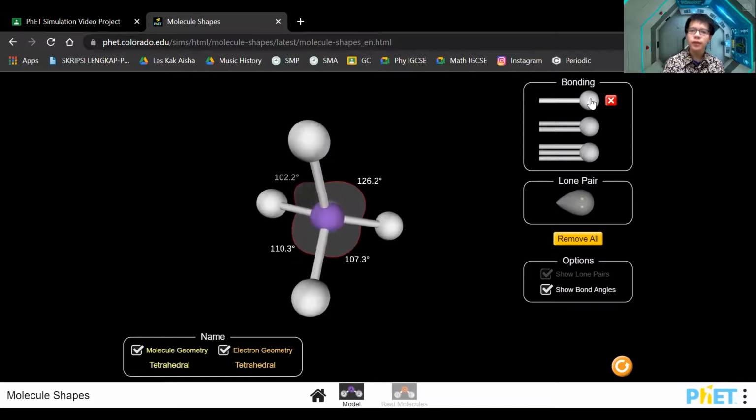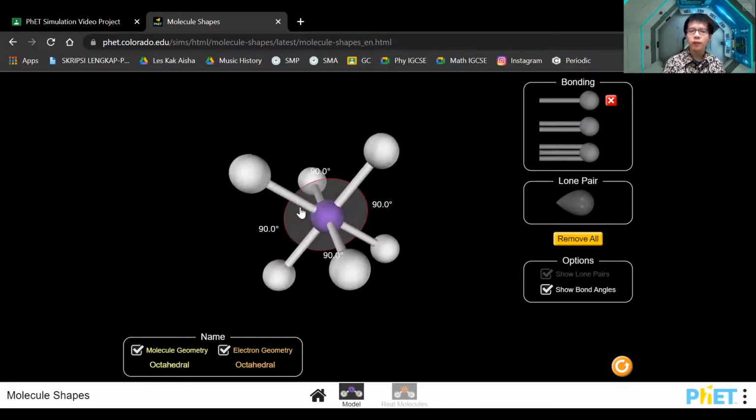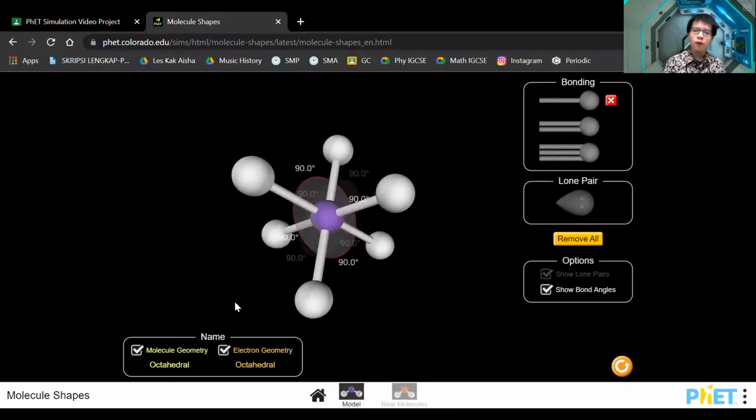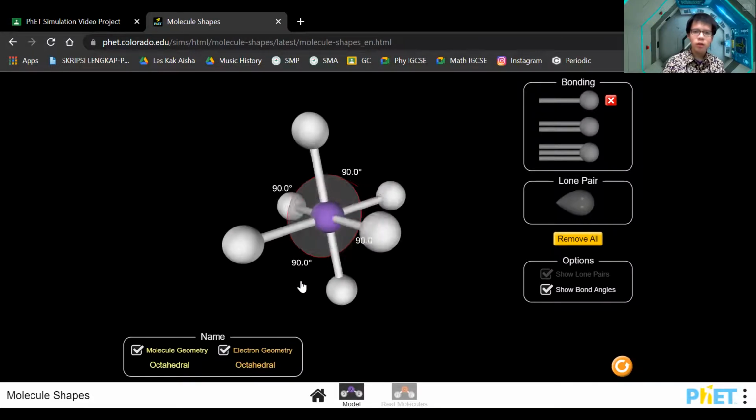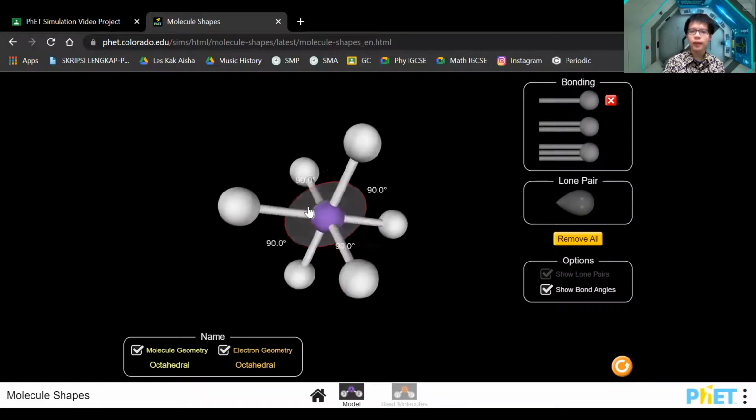Okay, so next, if we put again six single bonds, the name of the molecular geometry and electron geometry is octahedral. Every side has an angle of 90 degrees.